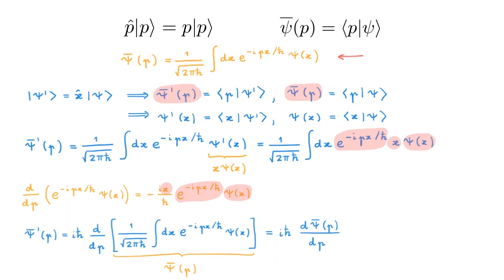So what do we learn from this? We have that psi bar prime of p is simply the momentum space representation of the state psi prime, which is the state obtained by acting with the position operator on a state psi. And what we can see is that this action in the momentum representation is simply equivalent to differentiating the momentum wave function with respect to momentum. Putting everything together tells us that in the momentum representation, the action of the momentum operator is pretty straightforward. It simply multiplies the momentum wave function by p, but the action of the position operator is more involved because it requires the calculation of the derivative with respect to p of the momentum wave function.